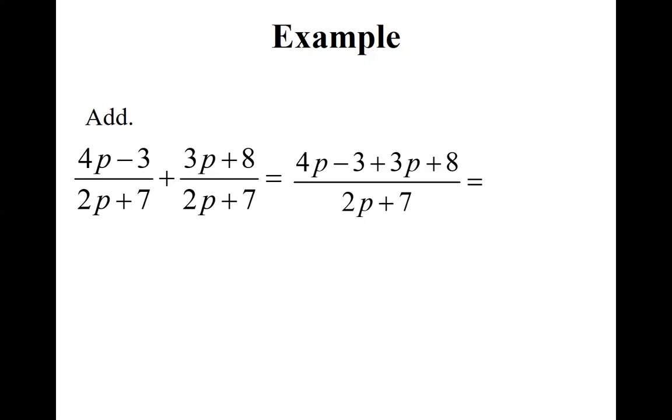4p plus 3p is 7p. Negative 3 plus 8 is 5. So we have 7p plus 5 over 2p plus 7. Again, be careful that you're not canceling p's in this final answer, even though there's a p on the top and a p on the bottom. For that matter, even though there's a 7 on the top and a 7 on the bottom, they are parts of terms. They are not factors of the numerator or factors of the denominator, so they cannot be canceled.